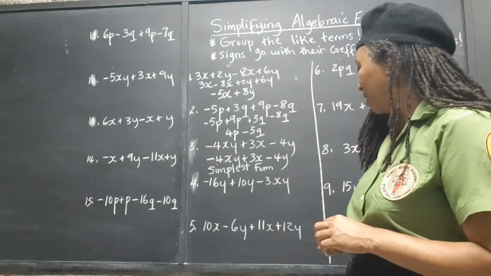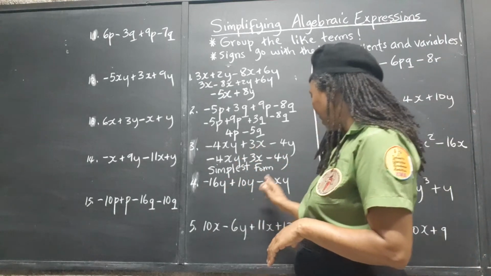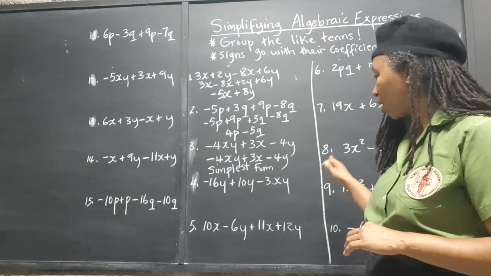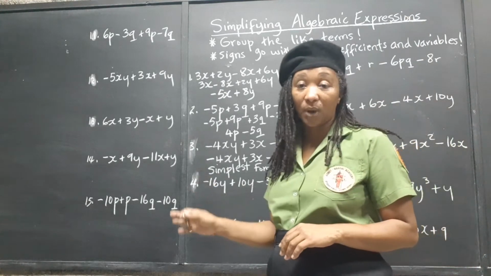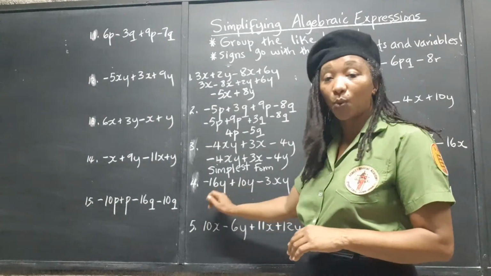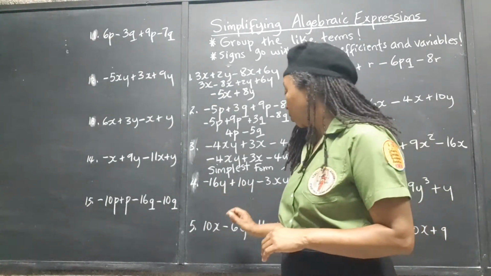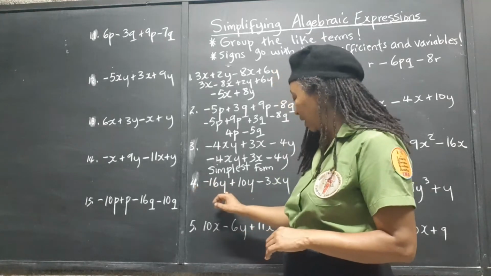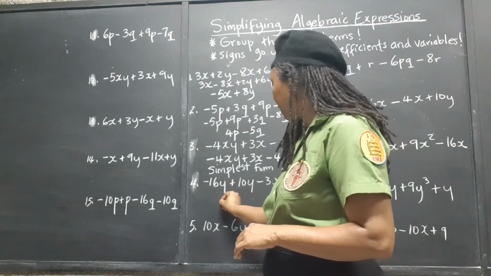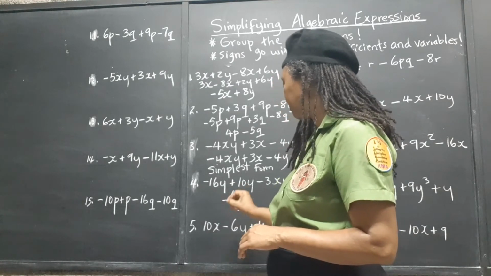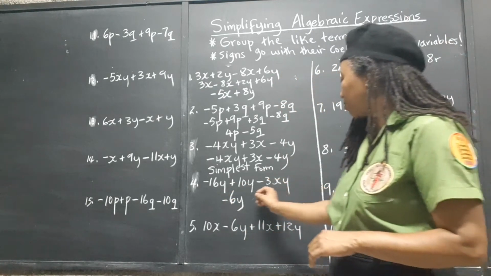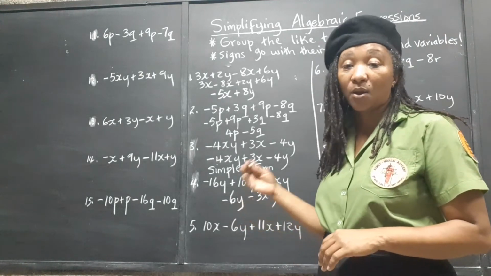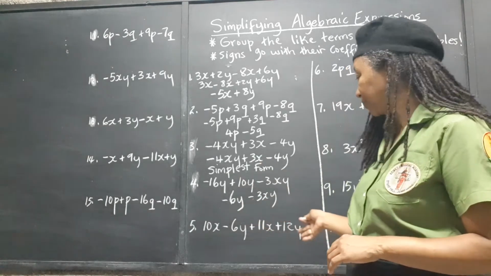Alright, now we have y's and we have xy's. We know we're not going to be able to combine the xy's with the y's, but we can combine these two y's. So we have a negative 6y plus negative 16y plus 10y, that's going to give us a negative 6y. And then we just write back the negative 3xy because we can't combine y's and xy's.